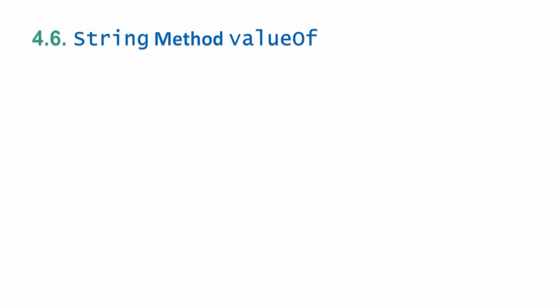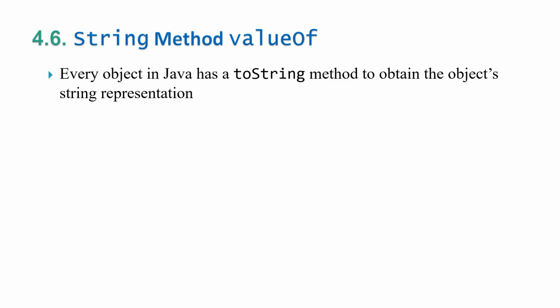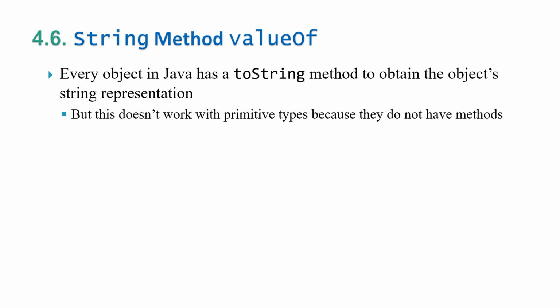The last string method we are learning in this video is the method valueOf. Note that every object in Java has a toString method to obtain the string representation of the object. But this doesn't work with primitive types because they do not have methods. Therefore, we need to use the string method valueOf that works with primitive types.